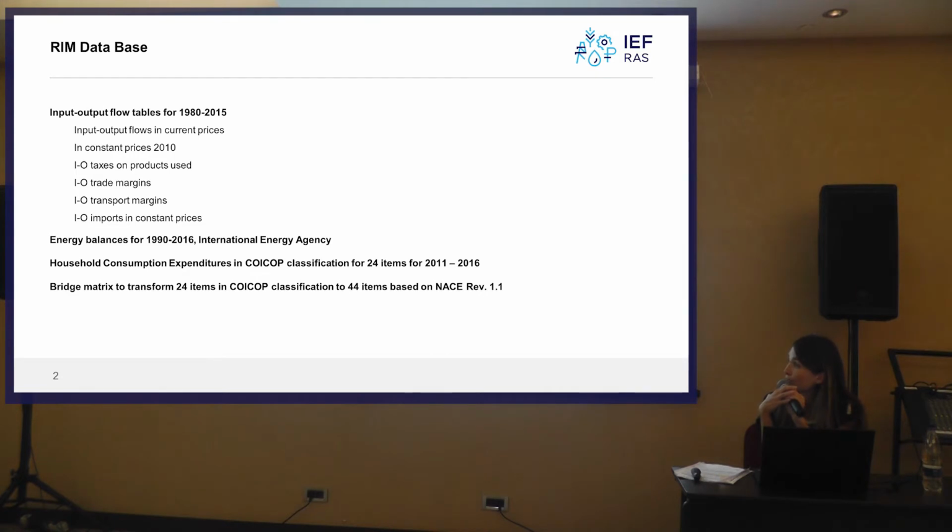Also, on the basis of a detailed use table of goods and services at purchasers' prices for the year 2011, a bridge matrix was developed that allows transforming consumption expenditures on products and services in classification by purpose to 44 items of expenditures by industries in national classification, harmonized with the classification of economic activities in the European Community.